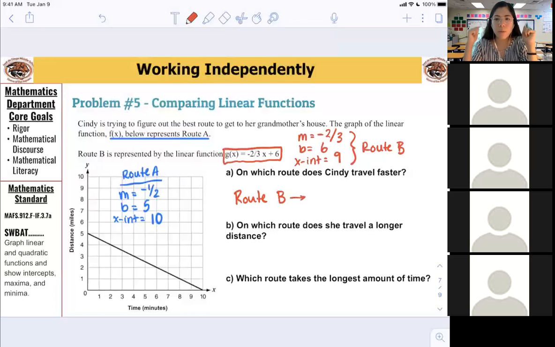But if you guys remember, when we're talking about which one is faster, you don't really think about the negative number because the negative just tells you which direction it's going in. It doesn't tell you anything about the steepness. But I know that 2/3 is greater than 1/2. So since 2/3 is greater than 1/2, root B is going faster. That slope is faster. Do I have any questions on that one, on part A? Cool.